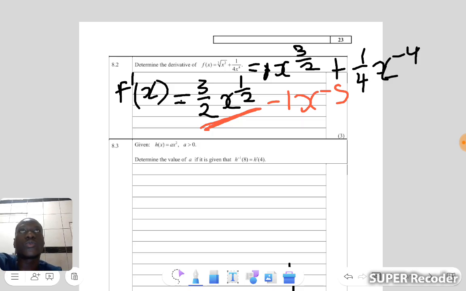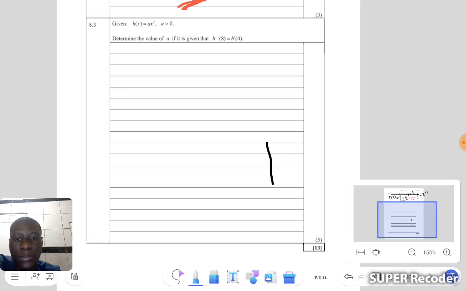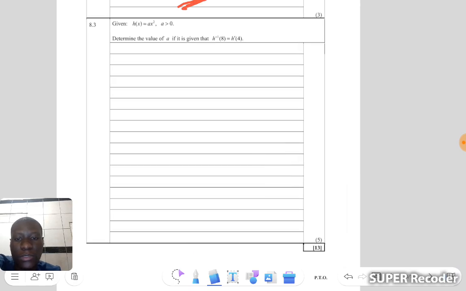So what we need to do next is to come to this following question that we have here. This question is saying, given h of x equals a root x, but a is greater than 0, determine the value of a, given that h of negative 1 8 equals h prime of 4.